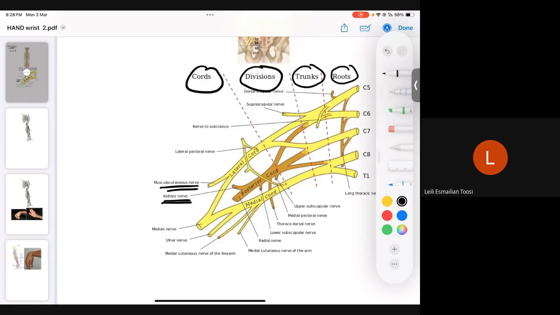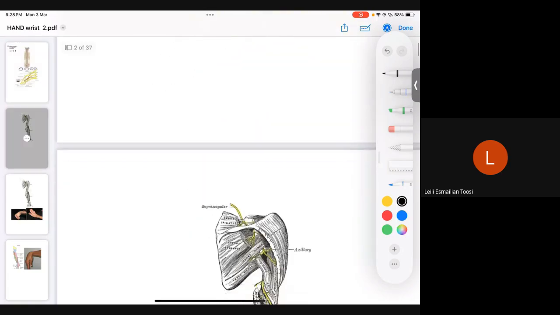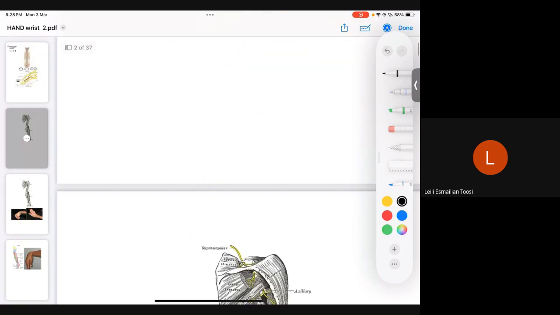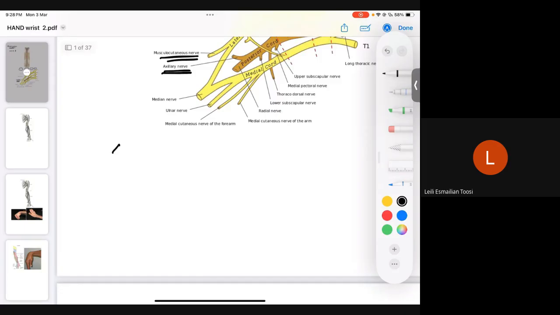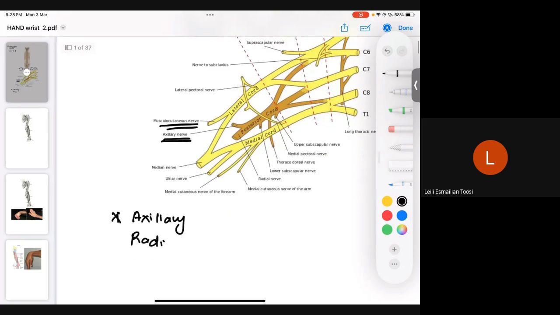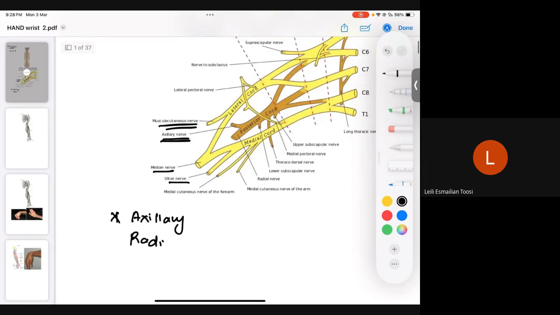So the first one, let's see here. Let's discuss our first nerve, that is the axillary nerve, right? The nerves which arise from the brachial plexus are your axillary nerve. We already are aware of the axillary nerve. Yesterday we discussed it, right? We have our radial nerve. You guys can see here, you have your ulnar nerve, your median nerve, your axillary nerve, your musculocutaneous nerve.